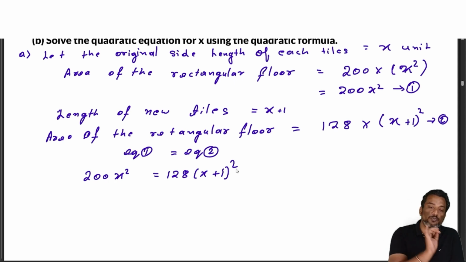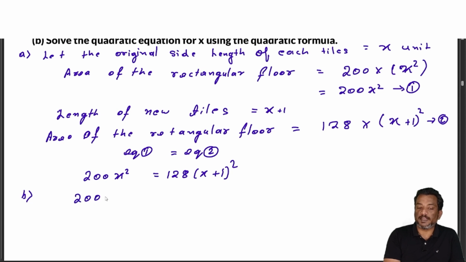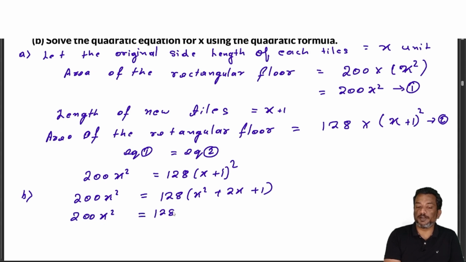Now it is saying to bring it into standard form. So what will we do? For the second one, we will solve. 200x² is equal to 128 times (x² + 2x + 1). Okay, so what will you get? 200x² is equal to 128x² plus 256x plus 128.